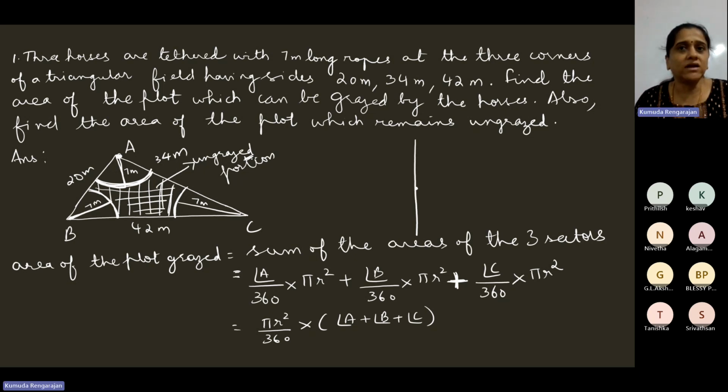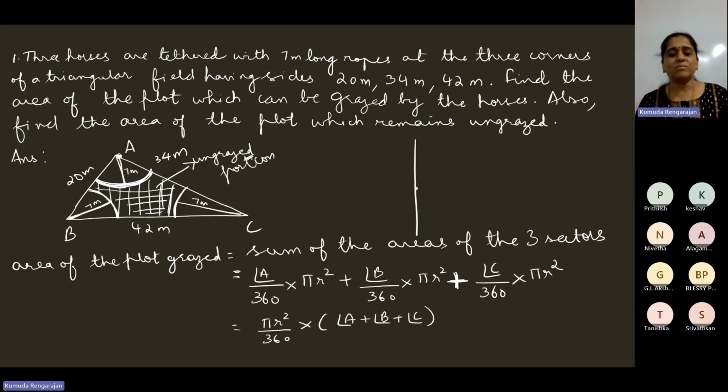Now, we don't know the angles. We can't find the area of each sector in this question, because we don't know the sector angle. We can only find the sum of the areas of the 3 sectors. So the sum of the areas of the 3 sectors is what we have written here.